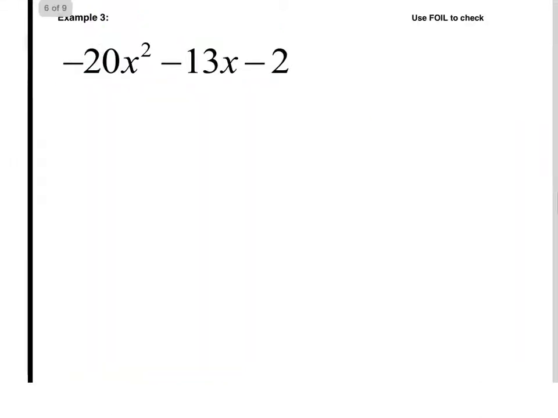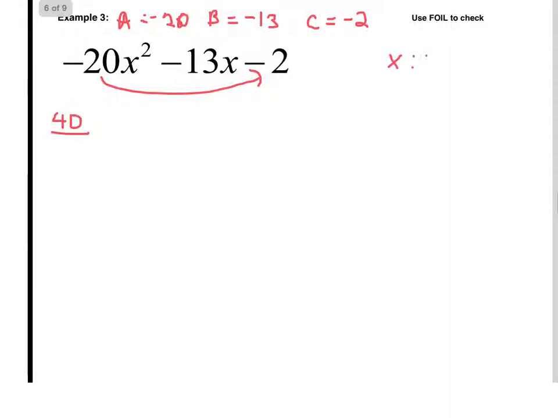All right, so the next method is the reverse box method. So you're going to do the same thing. First, you're going to identify the A, the B, and the C. So A is negative 20, and let me pause. Here's your A, B, and C. Now multiply the A times the C. When I multiply, I get a positive 40. So I'm looking for things that multiply to 40 but add to a negative 13. That's what I'm looking for.